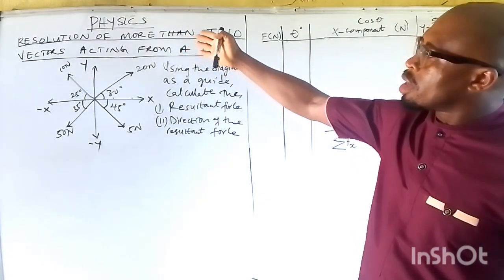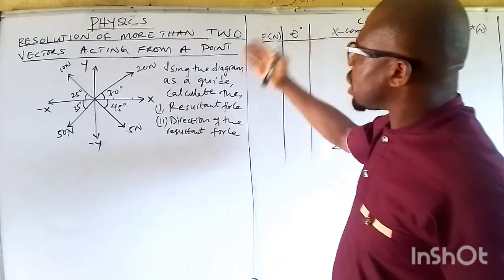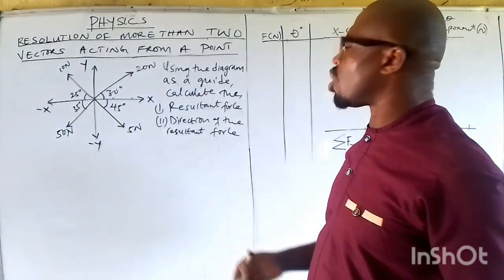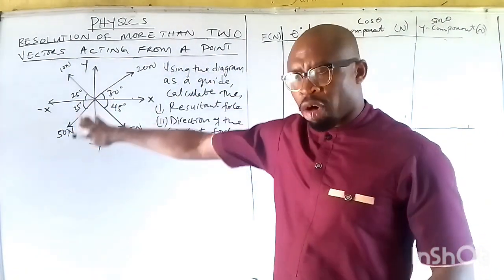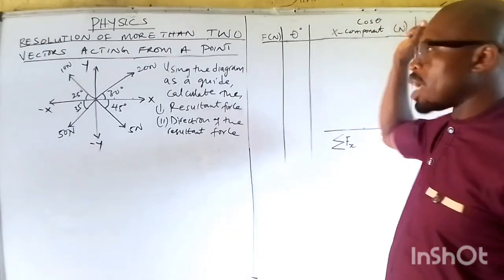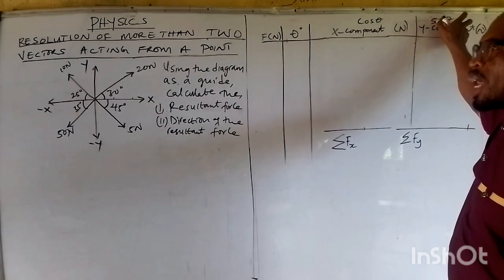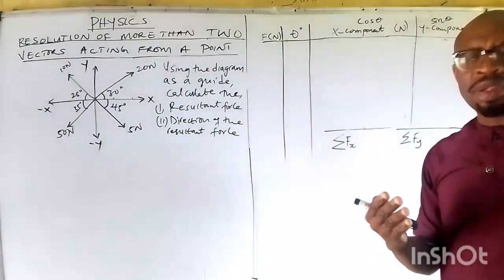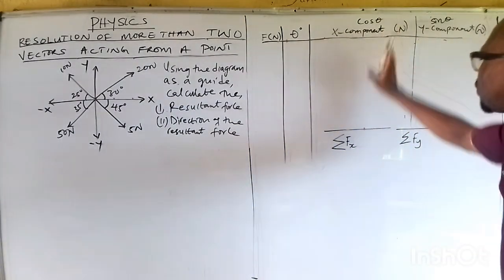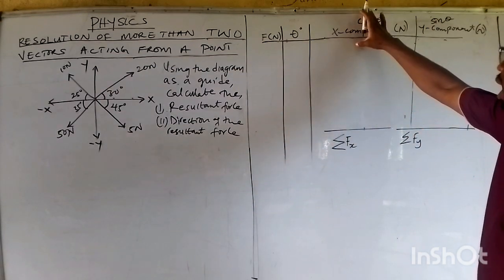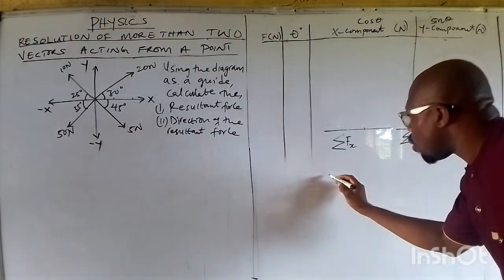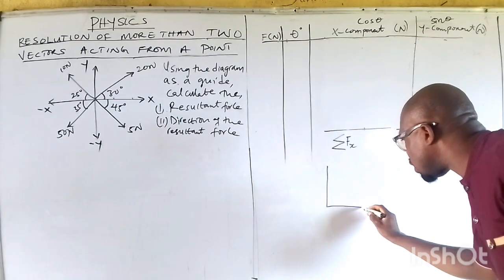Having this diagram on the board, we said using the diagram as a guide, calculate the resultant force and the direction of the resultant. If we have a problem like this, all we need to do is resolve them using the formula we established earlier. After resolving them, we take the total of all the forces along the X component, and we take the total of all the forces along the Y component. Once you do that, the next thing is to draw them.